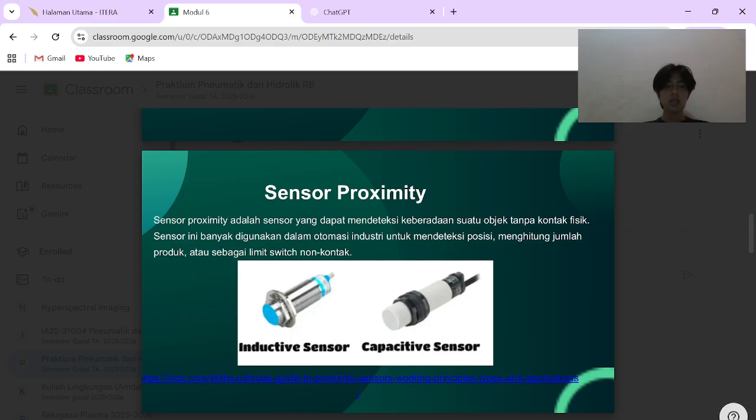Without these sensors, machines would require human operators to constantly monitor and control their actions, which is inefficient and can lead to errors. The proximity sensor sends a digital signal to the PLC, which then decides what action to take next. This is how automation makes production faster and safer.